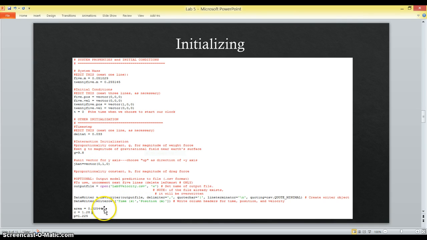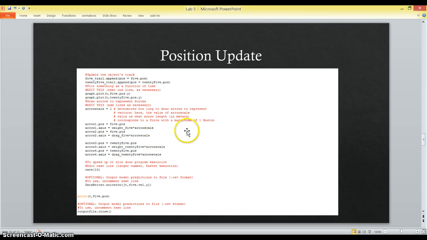We have the area that we determined earlier. C was a constant that we determined online from NASA, and rho was determined also by calculating the density of the air. Here is a position update for the formula. We just created the arrows in order to create the graphical representation, and then we wrote the data, and then we outputted it, the model prediction.